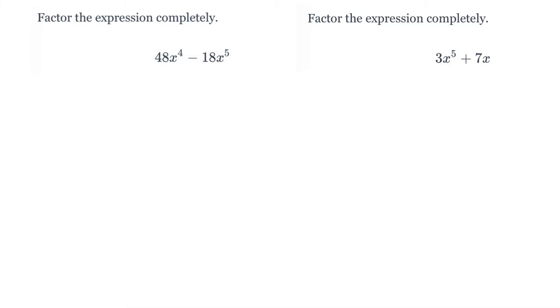Okay, when you're factoring expressions, you always want to check for a GCF first. That is greatest common factor, a number that I can divide both terms, or all the terms, by to reduce them in the same way. So if I'm looking at 48x to the fourth and 18x to the fifth, what do those have in common? Well, they both have at least 4 x's in them, so I can take out an x to the fourth, and that would leave me with just an x in the second term.